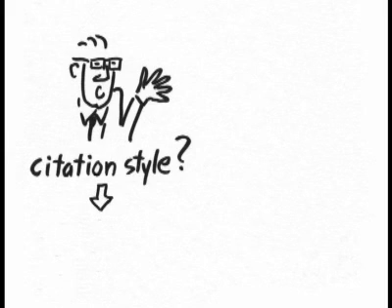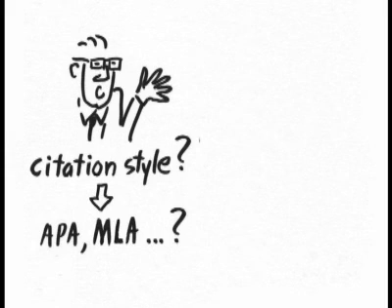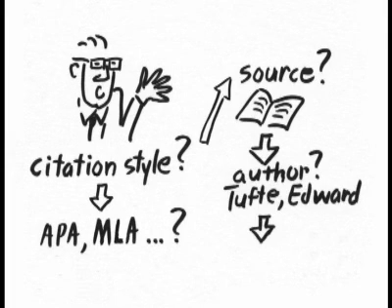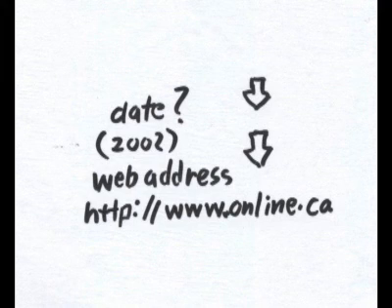Before you begin a research project, you'll need to ask your instructor what kind of citation style they want you to use. Citation styles are really important. They help you organize and present your citations in a consistent way. There's APA, MLA, Chicago, AMA, and many others. Your instructor will probably have a preference for one of these.